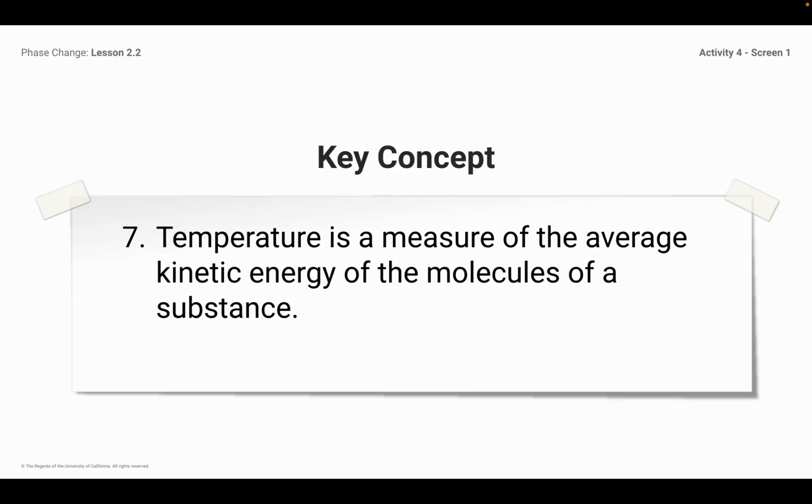All right, come on back to chapter 2. And we're looking at key concept number 7. This is going to be an easy one, hopefully, for you, because it's one of your definitions. Temperature is a measure of the average kinetic energy of the molecules of a substance. Go ahead and write that down.